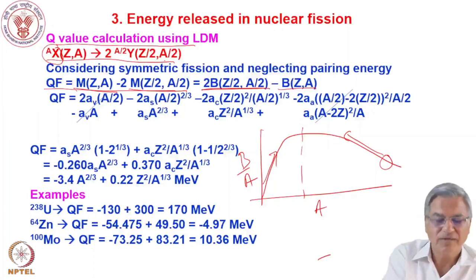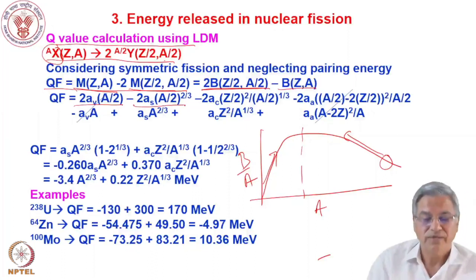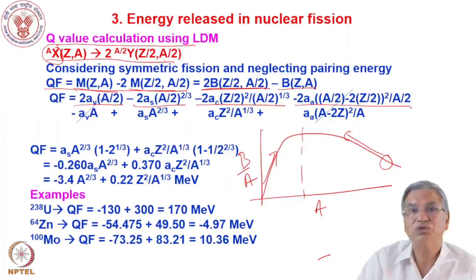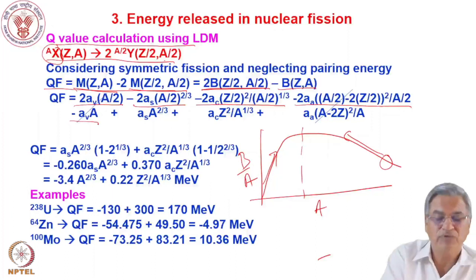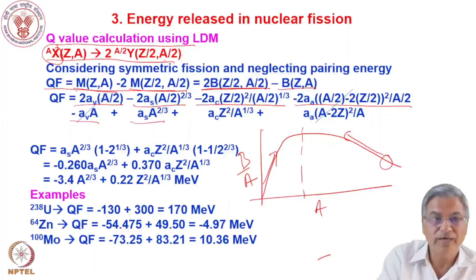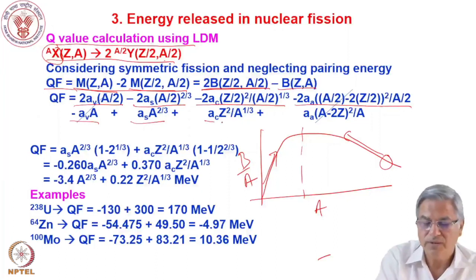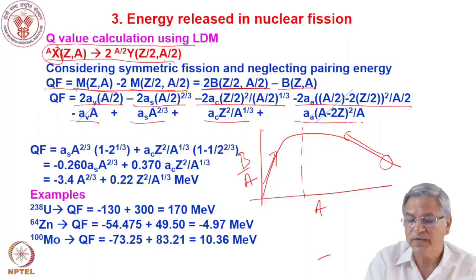Now we can write this in terms of twice the volume energy term of the half nucleus: 2 aV (A by 2), minus 2 aS (A by 2) to the power 2 third, minus 2 aC (Z by 2) squared over (A by 2) to the power 1 third, and the asymmetry term, minus 2 aA (A by 2 minus 2 times Z by 2) squared over A by 2. So you just replace Z by Z by 2 and A by A by 2 for the fission products. And for the fissioning nucleus, we have the standard formula: aV A plus aS A to the 2 third plus aC Z squared over A to the 1 third plus aA (A minus 2Z) squared over A.